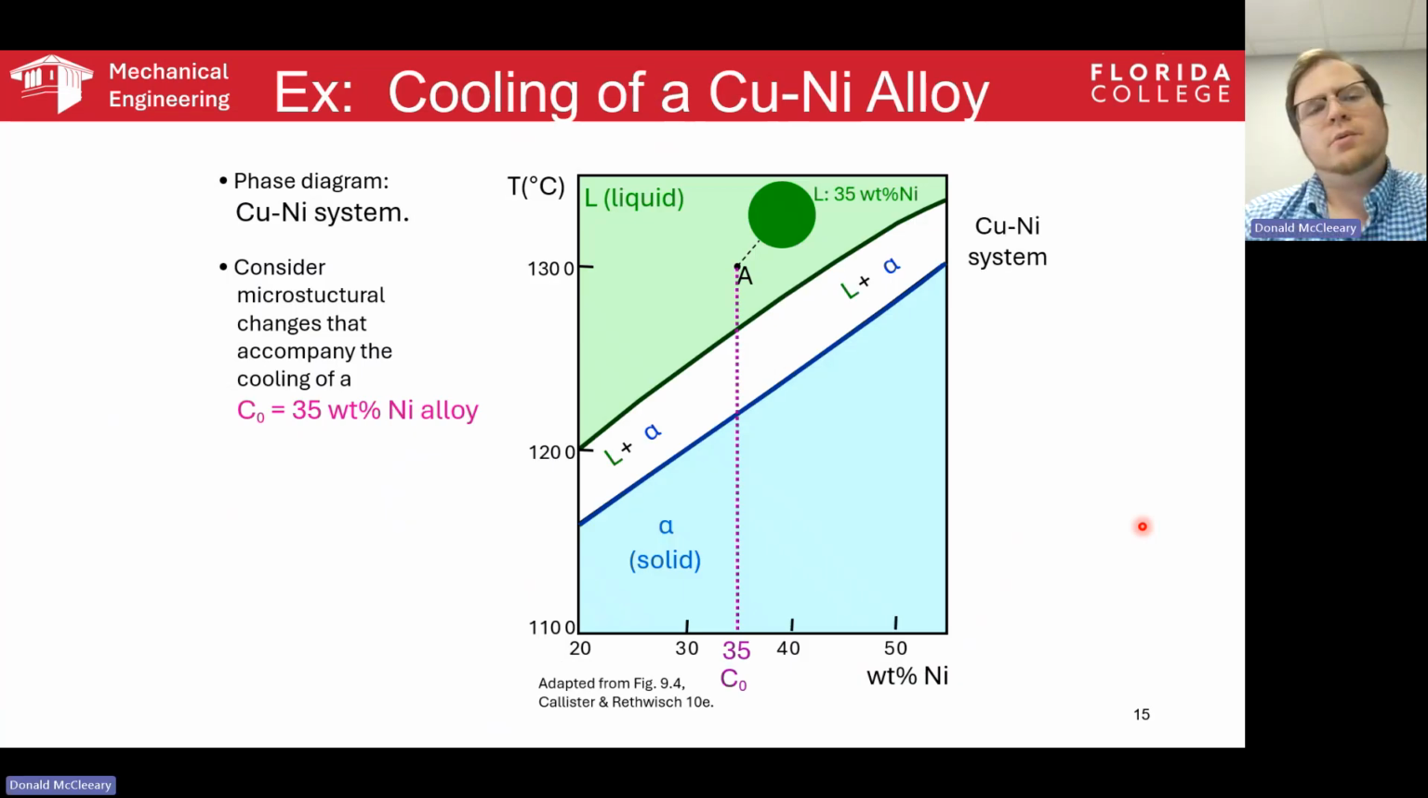Okay, so we're going to go through an example real quick. Cooling of a copper nickel alloy. So we have a phase diagram of our copper nickel system that we know and love. We're going to consider the microstructural changes that accompany the cooling of a copper nickel alloy that's at 35 weight percent nickel. So here we go.